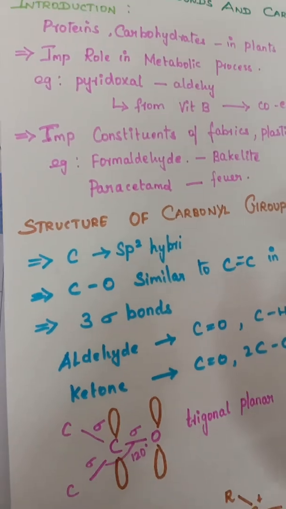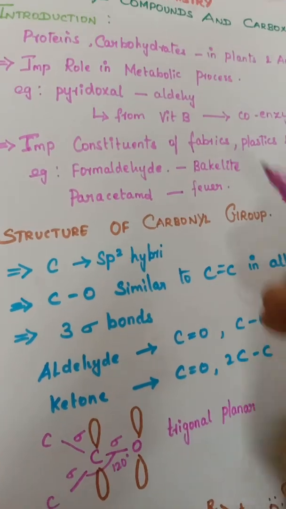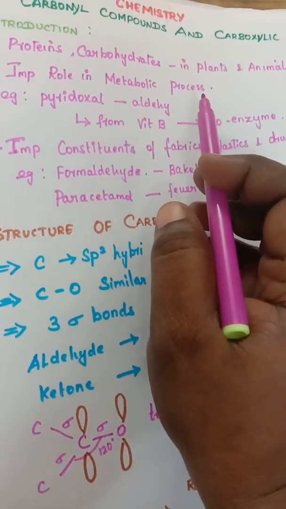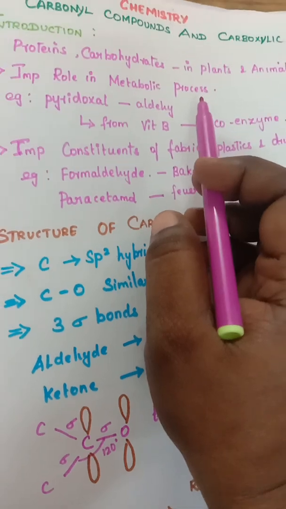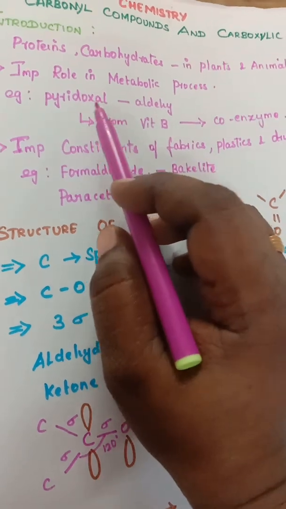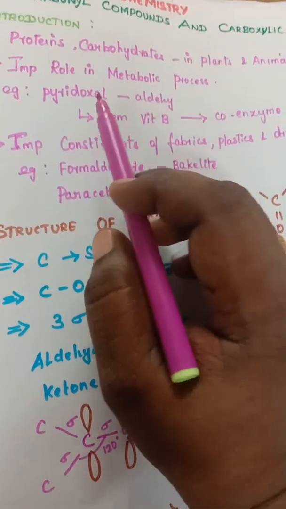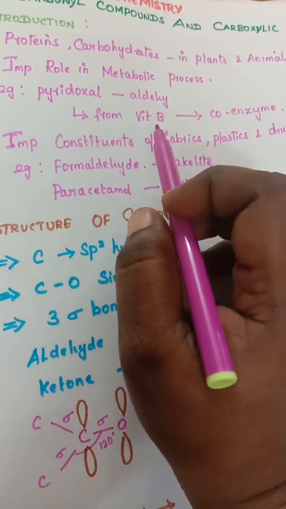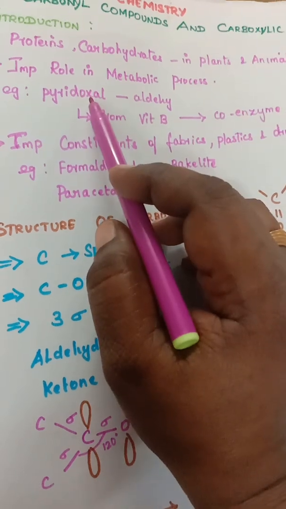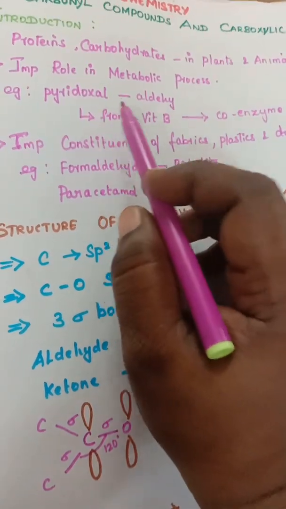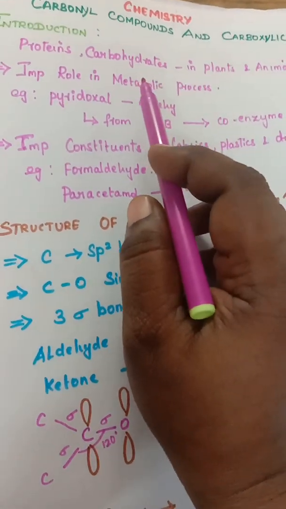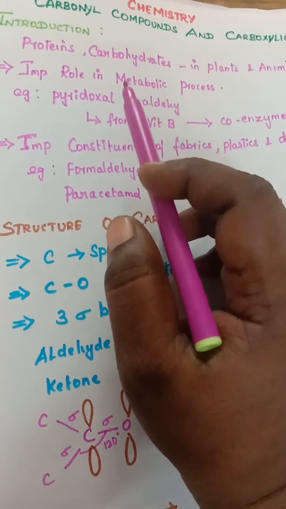Next we are going to see two important applications of the carbonyl group. First, it plays an important role in metabolic processes. In our body, metabolic processes are carried out by carbonyl groups. For example, they have given you pyridoxal. This is an aldehyde group, which we get from vitamin B. Whatever foodstuffs containing vitamin B we are taking contain this pyridoxal aldehyde. What does that do? It acts as a coenzyme, and it helps in the metabolic process in our body. So this is the first point.